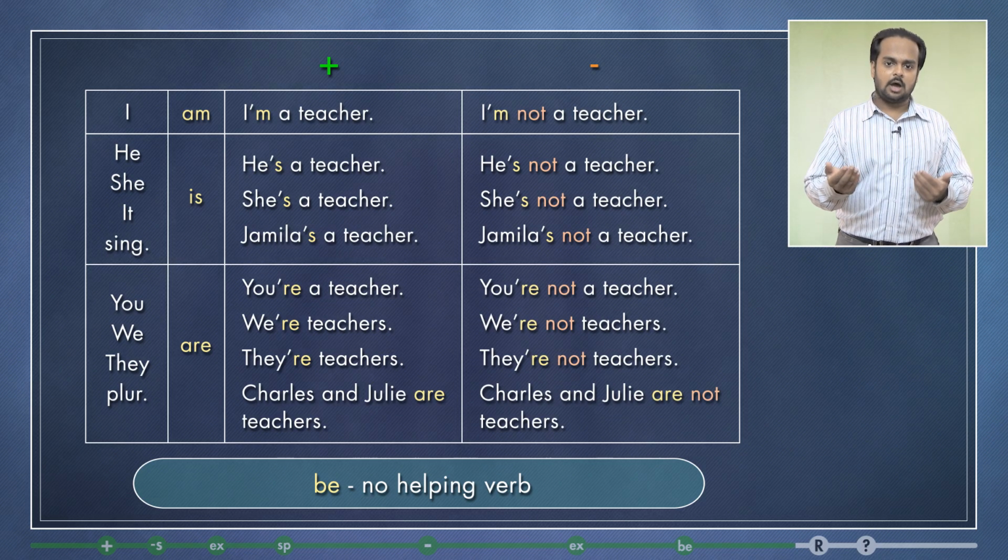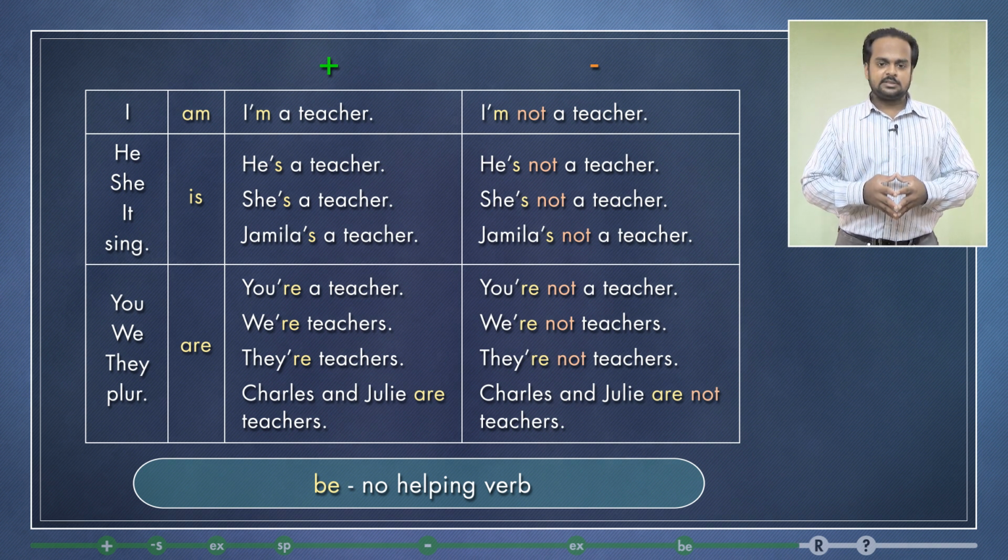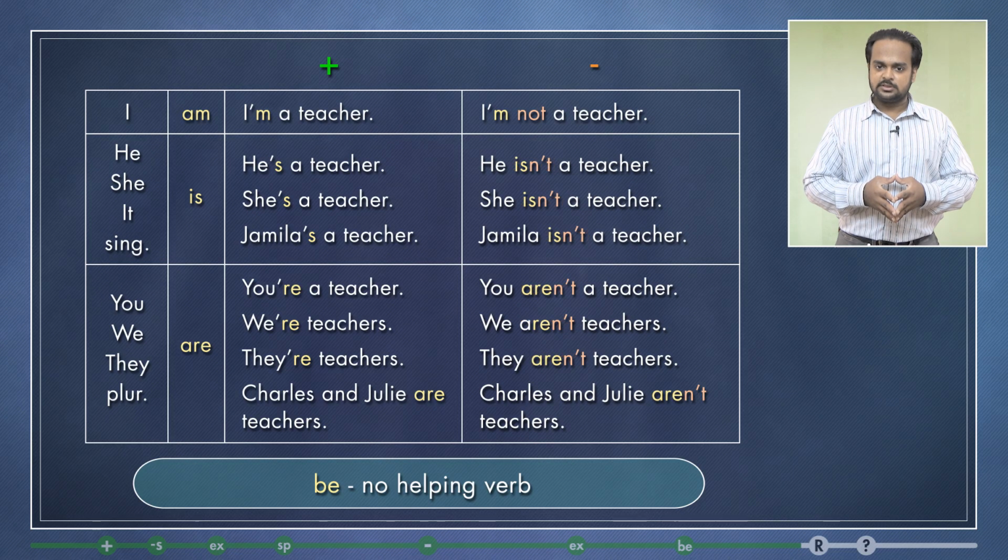I'm not, he's not, she's not, you're not, we're not, and so on. Sometimes you will see the forms isn't and aren't. This is especially true with plural nouns. This is also correct. All right, keep these rules in mind when making sentences with be.